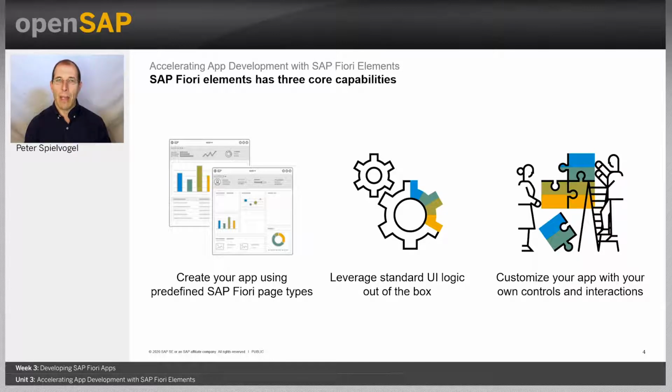We also provide standard UI logic out of the box, not just the design and layout of the screen. This means that when you click on an object in the grid, it will go to the page for that object. If the standard page type is not sufficient to meet your needs, you can customize your app with more controls and more specific behaviors.